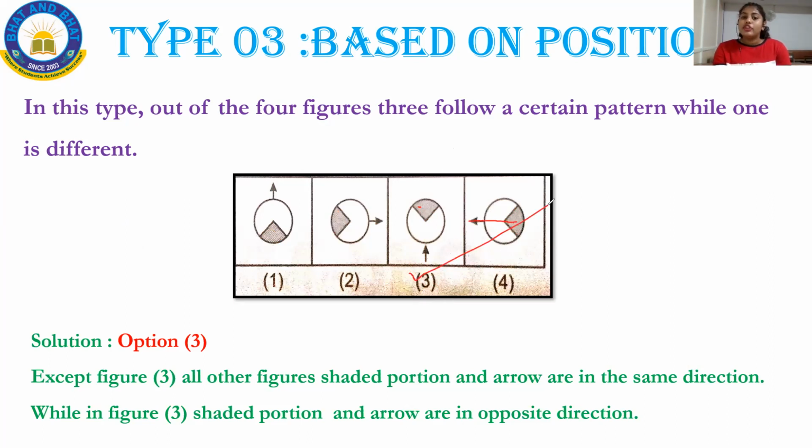Why? Because in option 1, option 2, and option 4, the shaded part and the arrow are moving in the same direction. Whereas in option 3, the shaded part and the arrow are in opposite directions. So our work is to take out which does not belong to the group. This is how we have to solve based on position. Okay.